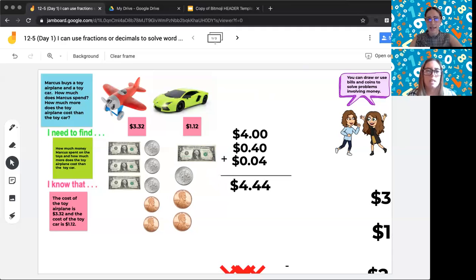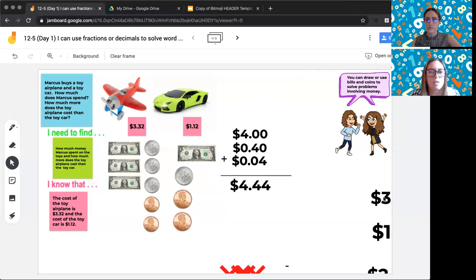How can we find the second part? We need to think about an operation that will help us find out how much more the toy airplane cost than the toy car. So I know that when I'm asked to compare two things, I need to use subtraction. So in this case, I'm comparing how much more the airplane costs than the car. So let's take a look.